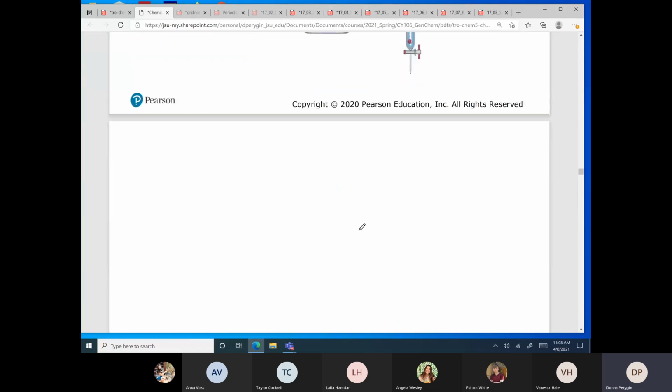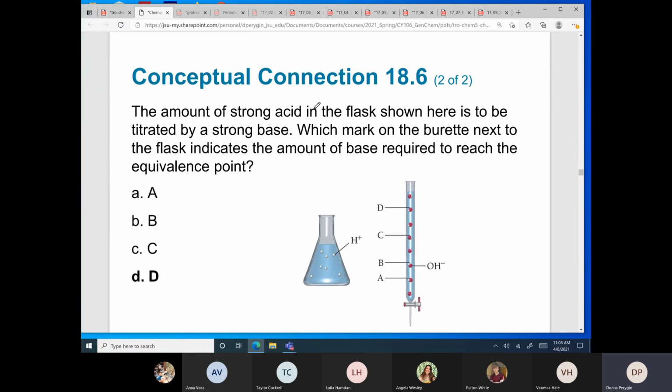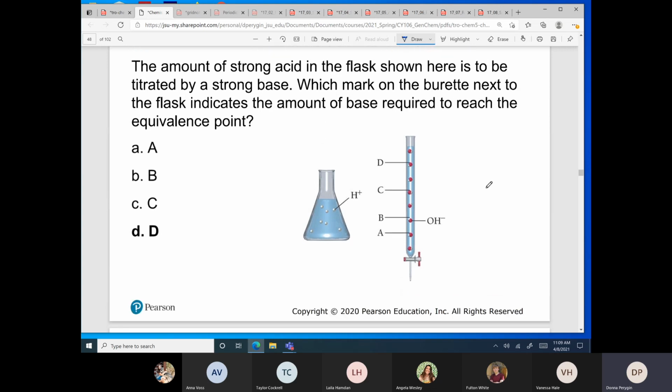Okay, so the amount of strong acid in the flask shown here is to be titrated by a strong base. Which mark on the burette next to the flask indicates the amount of base required to reach the equivalence point? Okay, so if we've got 1, 2, 3, 4, 5, 6, 7 molecules of acid, we've got 1, 2, 3, 4, 5, 6, 7 molecules of base. That would be D.